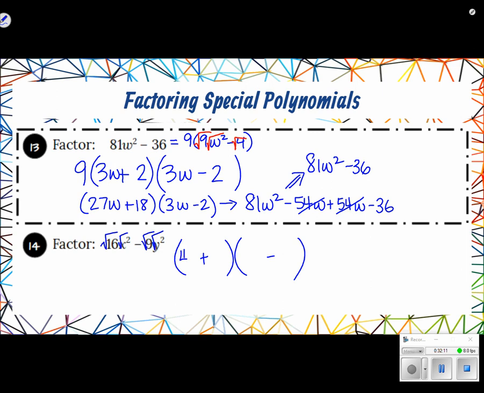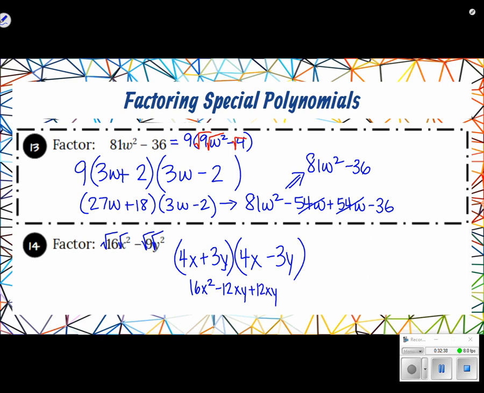Square root of 16 is 4. The square root of x squared is x. The square root of 9 is 3. The square root of y squared is y. Guess what? We're done. We're going to check it. 4x times 4x is 16x squared. 4x times negative 3y, negative 12xy. 3y times 4x, positive 12xy.